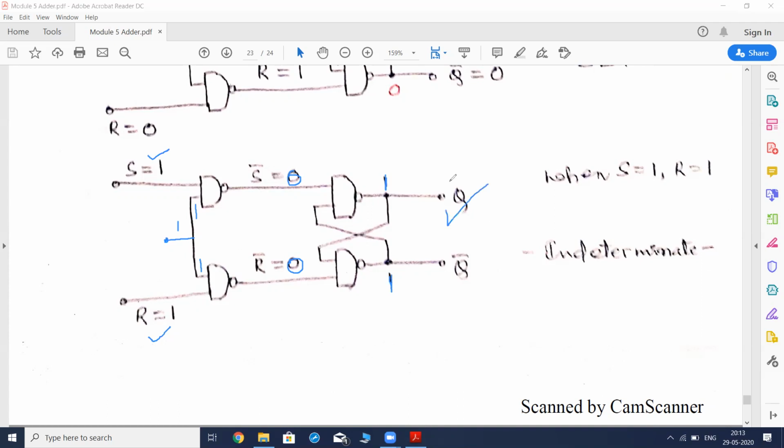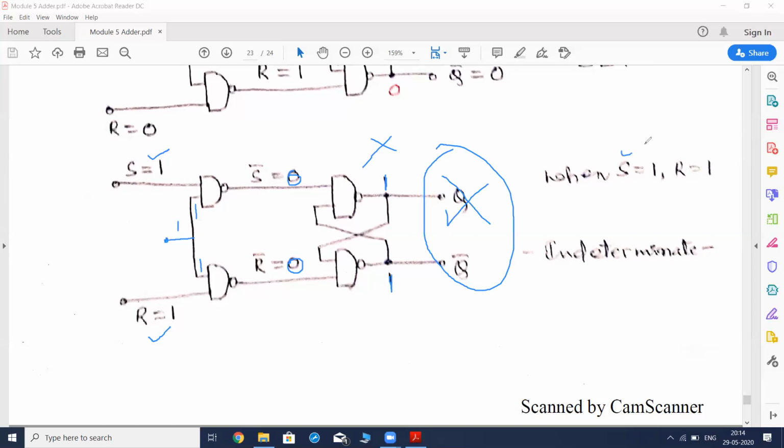But this particular condition we cannot take. Why we cannot take it is, according to our latch definition, the outputs must be complement to each other. Because of this, S bar equal to 0 and R bar equal to 0, these inputs force both the outputs to be 1, which we cannot take. Because the latch definition says that the two outputs, Q and Q bar, must be complement to each other. Here we are not going to get that.